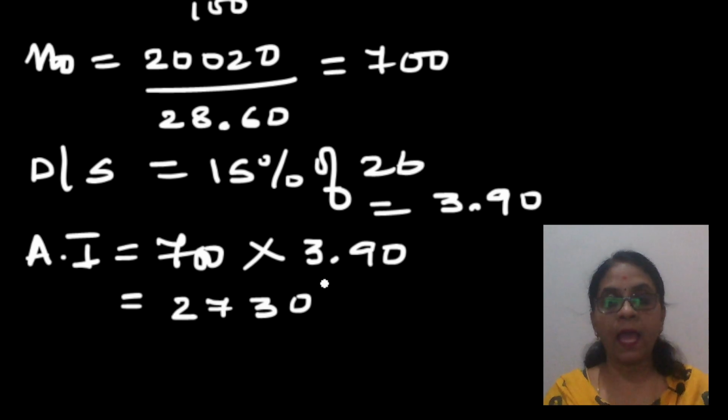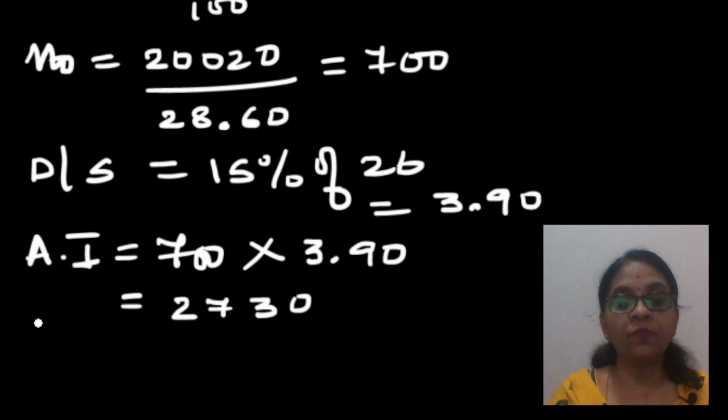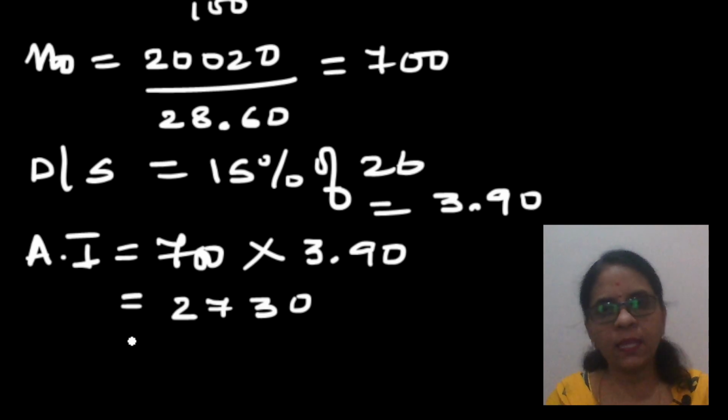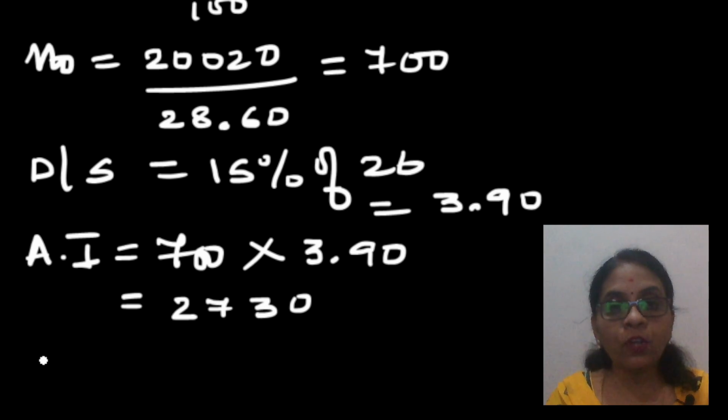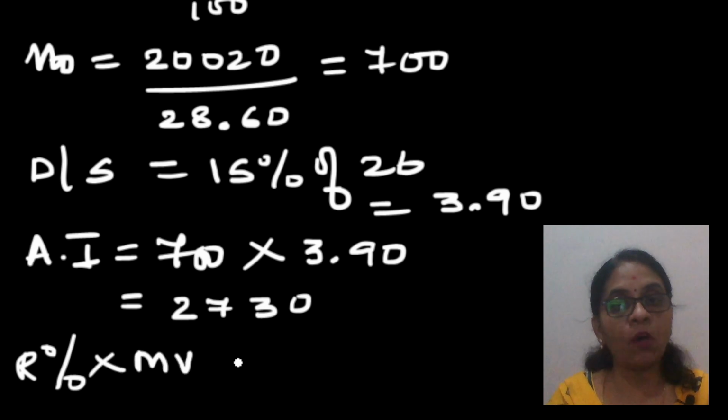2730 is the annual income. And the last one is to find the rate of return, or what was his percentage profit. Anything means the same. So this rate of return will be R%. Remember the formula, the very simple magical formula to find the rate of return: R% into MV is equal to D% into FV.